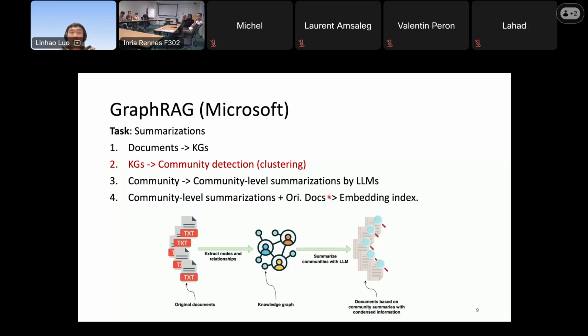Because we already generated this kind of community-level summarization, we can better simultaneously consider multiple documents' information and enable a better summarization performance.